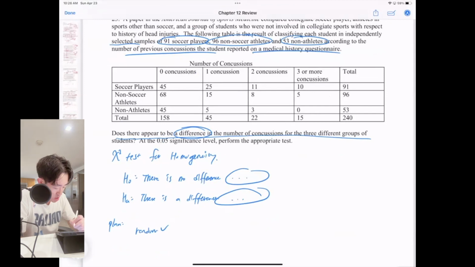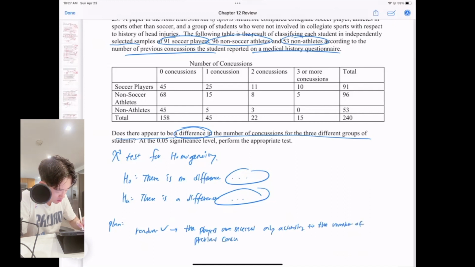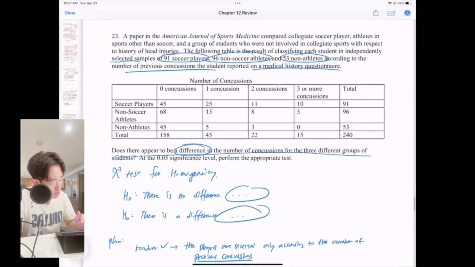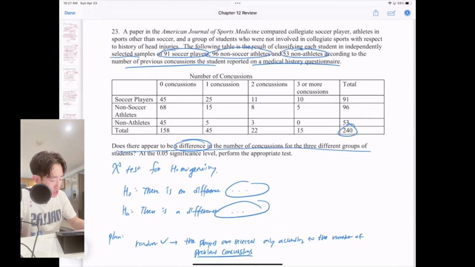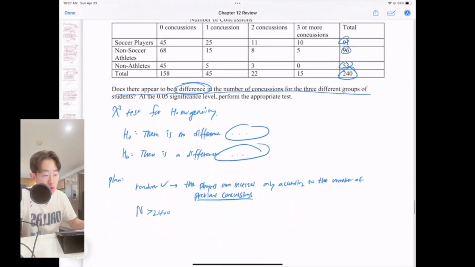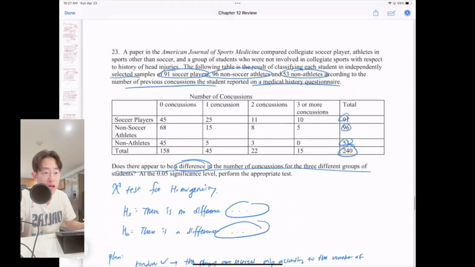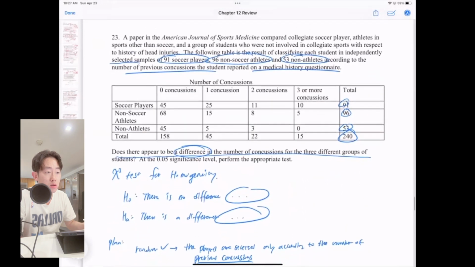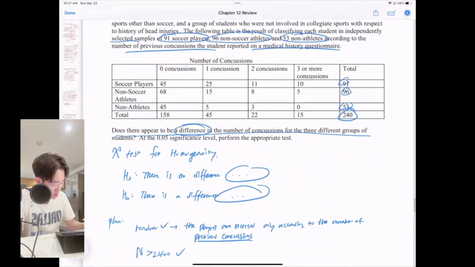So randomness is checked because the players are selected only according to the number of previous concussions, which holds the element of randomness in there. We have approximately 240, with independent random samples of 91, 96, and 53, but still we have greater than 2,400 student athletes, I believe, called student athletes who are playing these sports.